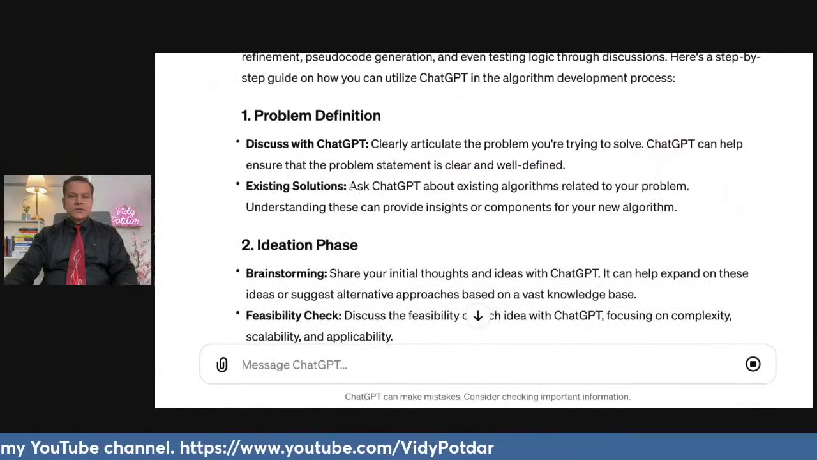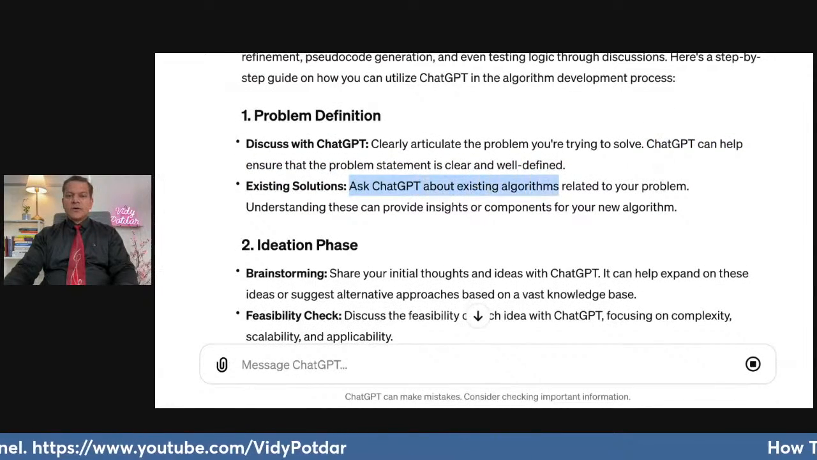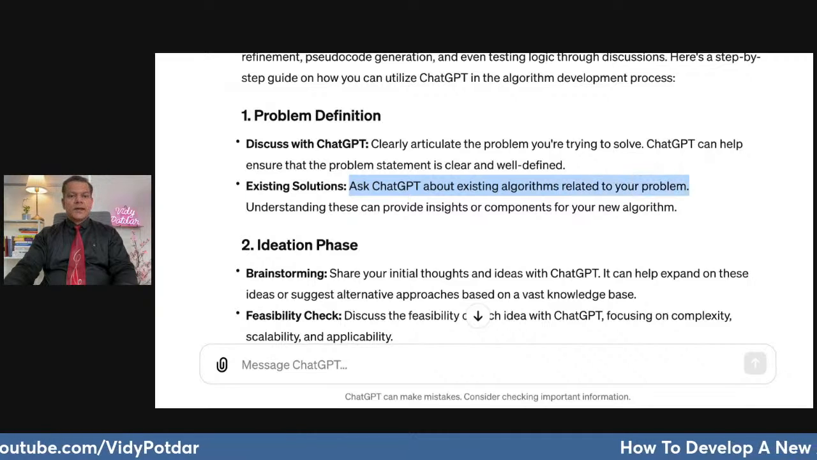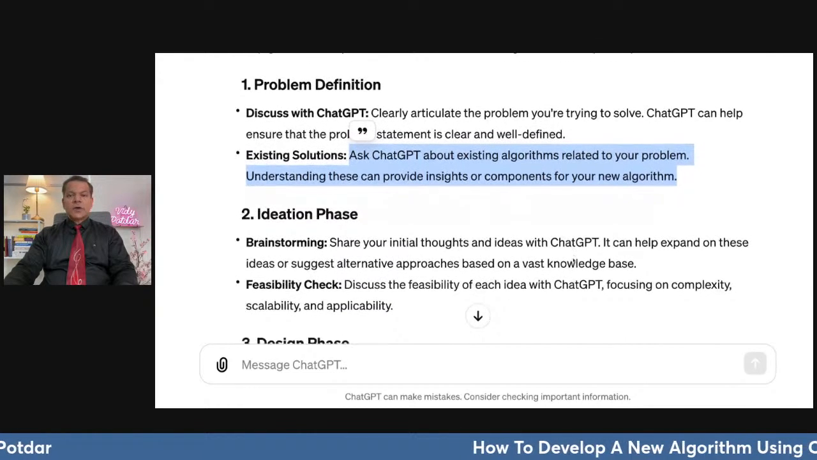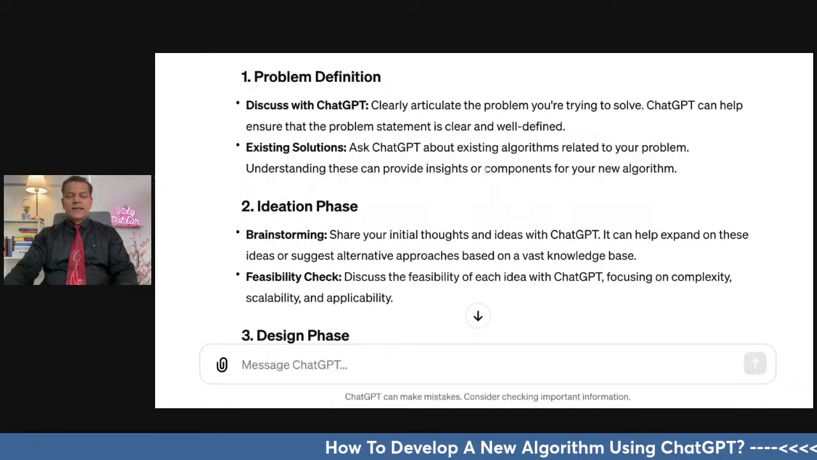Ask existing solutions. Ask ChatGPT about existing algorithms related to your problem. Understanding these can provide insights or components of your new algorithm. So basically literature review.